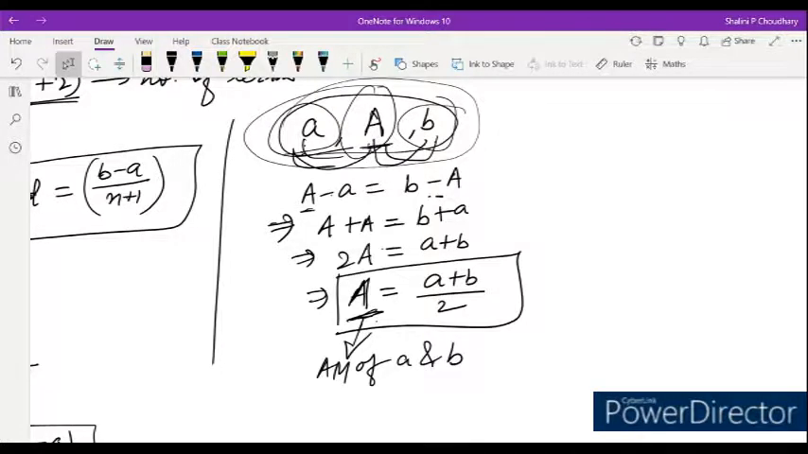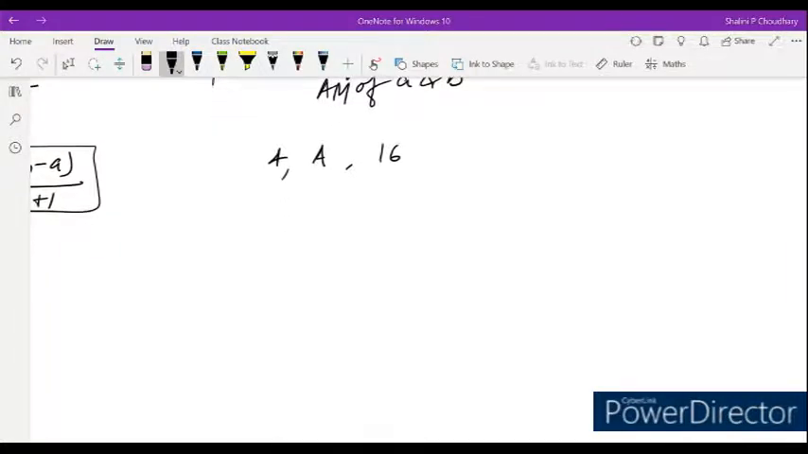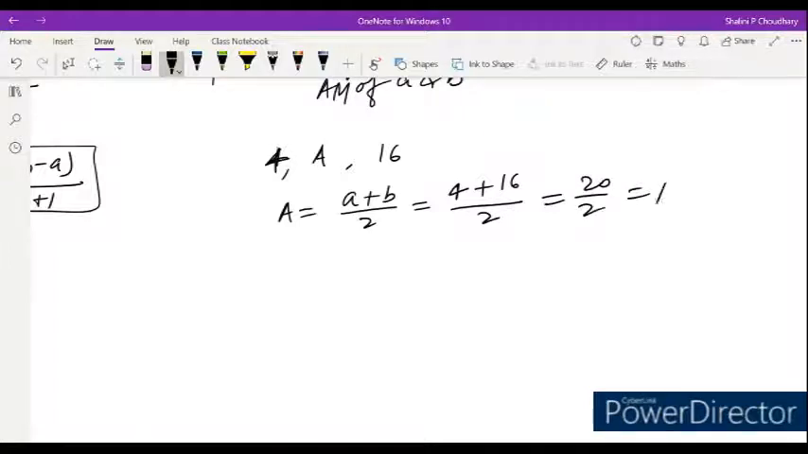Okay. We'll take one example. If we have numbers 4 and 16, we have to add a number here. So what will be the number such that these are in AP? So A will be equal to A plus B upon 2, and A is 4, B is 16, upon 2, this will be 20 upon 2, and that is 10. So A will be 10.